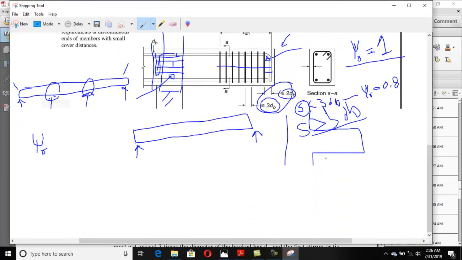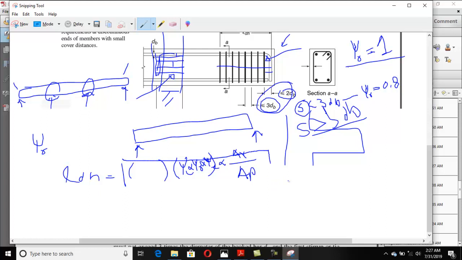Remember, as you will see in the previous part, whenever we are calculating ldh, you write the rest of the formula and multiply the factors: psi C factor, psi R factor, as well as psi E, with A is required divided by A is provided. You must multiply this factor, but there are some restrictions.